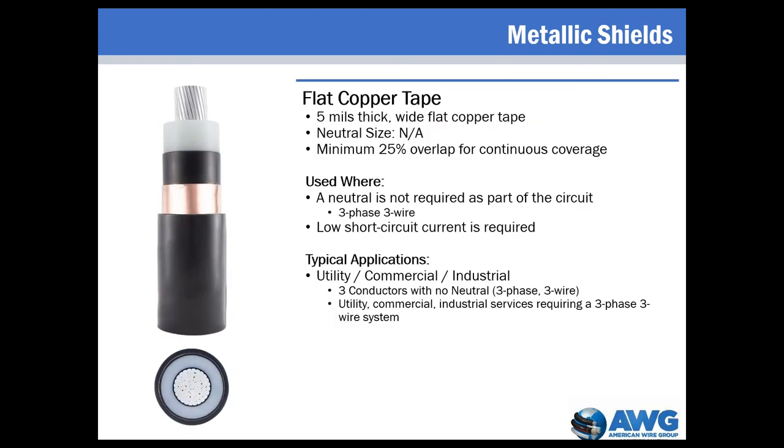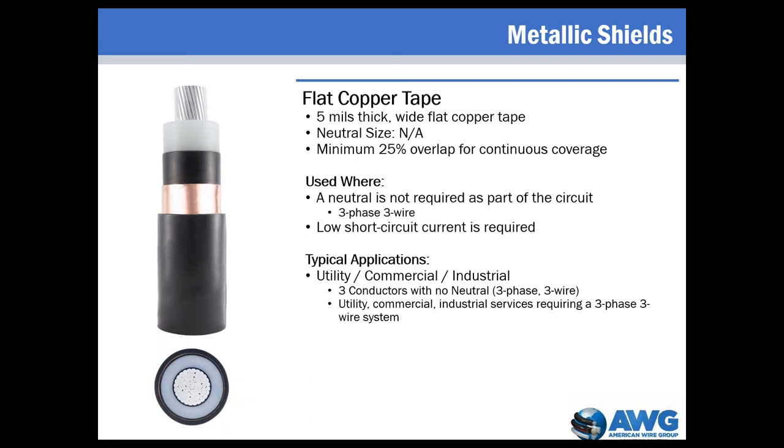Flat copper tape is also another option for the metallic shield component, where a 5 mil thick uncoated copper tape of varying width is applied helically around the insulated conductor with a minimum 25% overlap. This overlap is defined such that if the cable is bent, then the copper tape overlap will not separate, maintaining its electrical contact, minimizing the net metallic shield resistance.